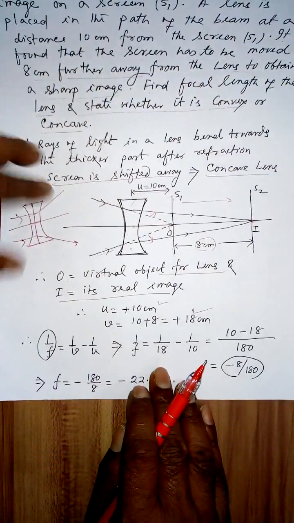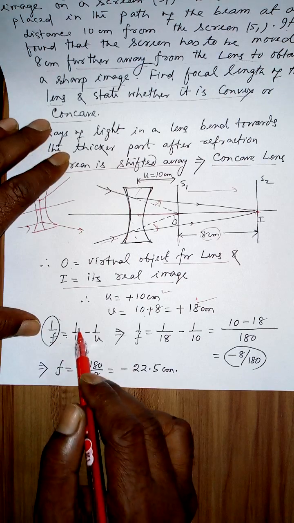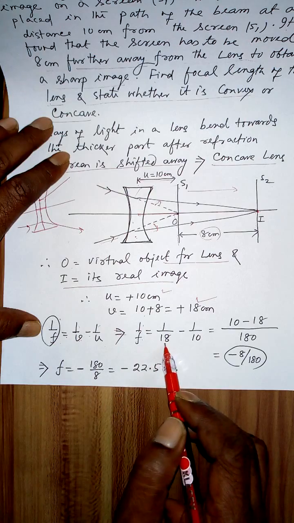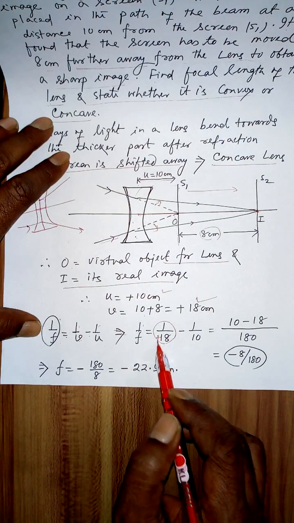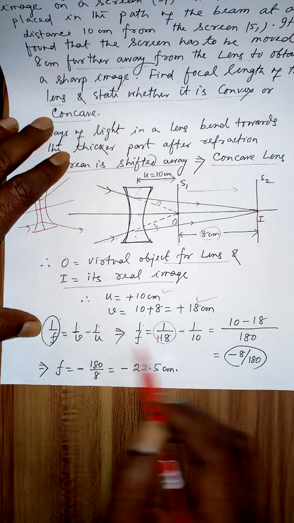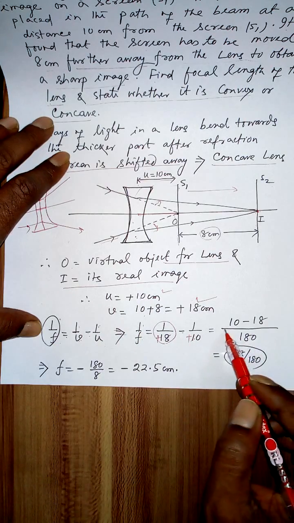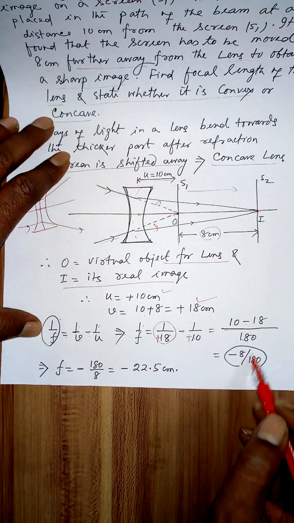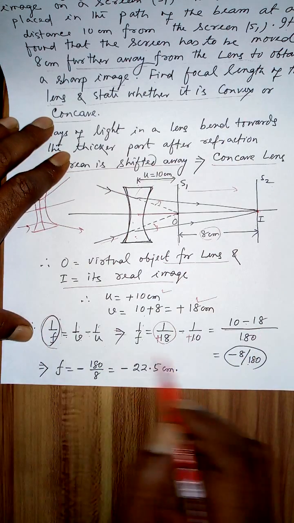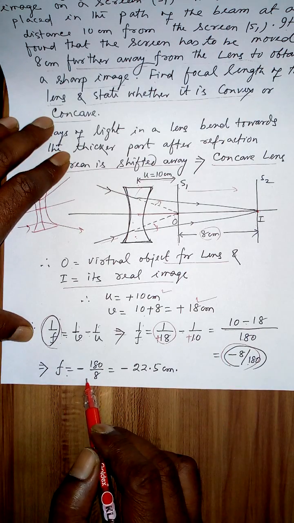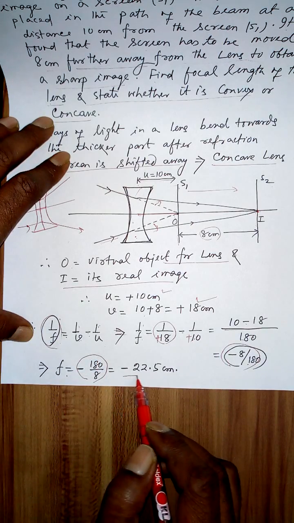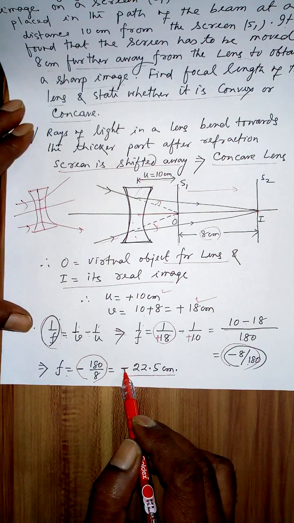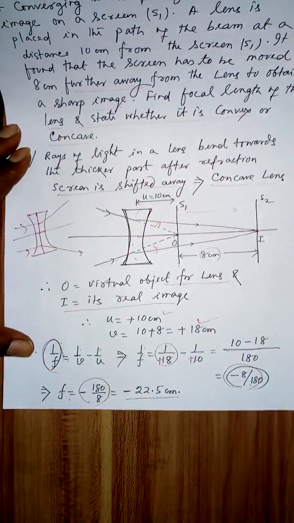Now use the lens formula. Therefore 1 by f is equal to 1 by v minus 1 by u, which implies 1 by f is equal to 1 by v, that is plus 18, minus 1 over u, 10. So LCM is 180. So this becomes 10 minus 18, that is equal to minus 8 over 180. So cross multiply, we get f is equal to minus 180 over 8, that is equal to minus 22.5 centimeter. And the negative sign indicates the lens is a concave lens.